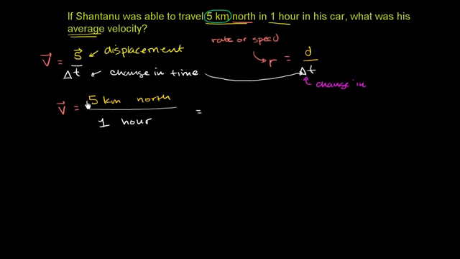So this is equal to, if you just look at the numerical part of it, 5 over 1. Let me just write it out. 5 over 1 kilometers. And you can treat the units the same way you would treat the quantities in a fraction. 5 over 1 kilometers per hour, and then to the north. Or you could say this is the same thing as 5 kilometers per hour north. So this is 5 kilometers per hour to the north.